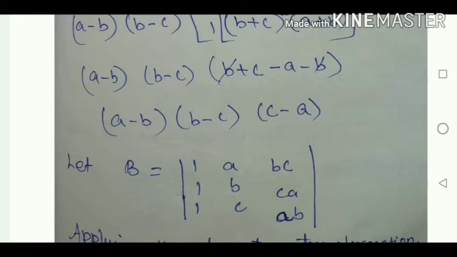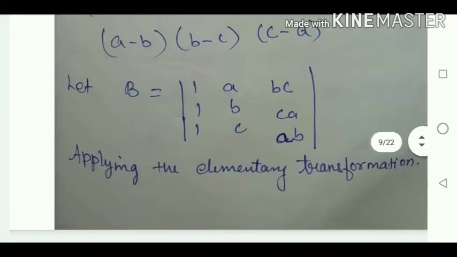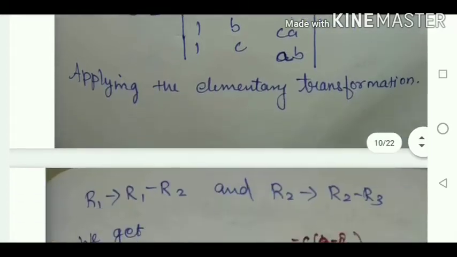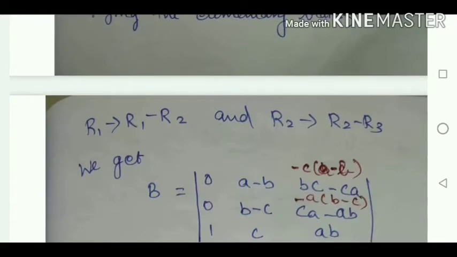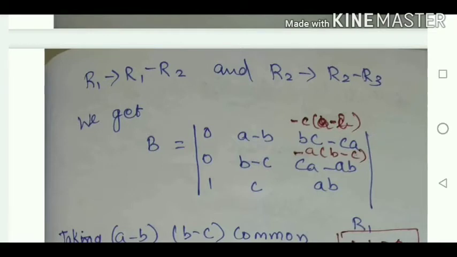Here B equal to the determinant 1 a bc, 1 b ca, 1 c ab. Applying the elementary transformation, R1 equal to R1 minus R2 and R2 equal to R2 minus R3. So here also we are applying the same method. We are getting 0, a minus b, bc minus ca, then 0, b minus c, ca minus ab. The first row is found by subtracting R2 from R1, and the second row is found by subtracting R3 from R2.